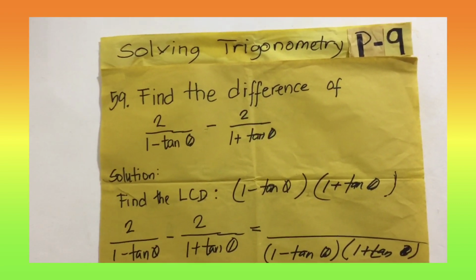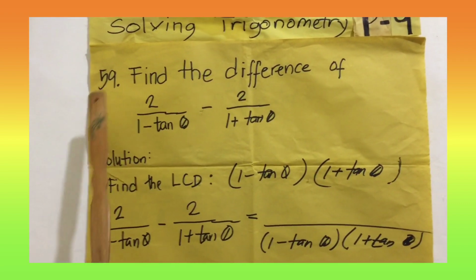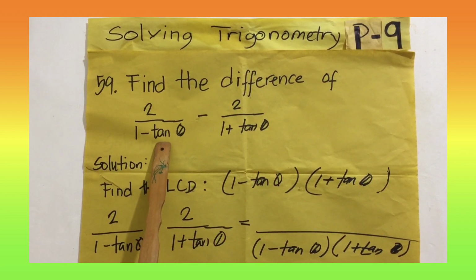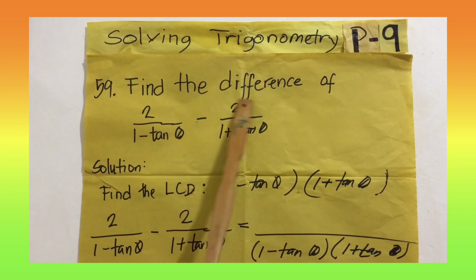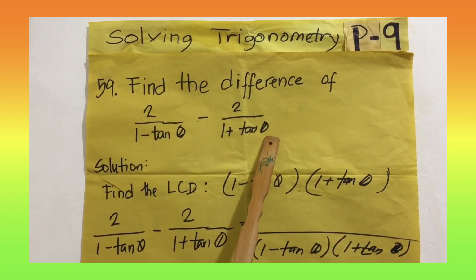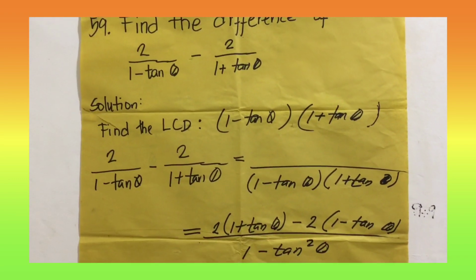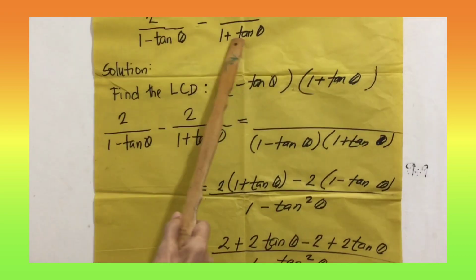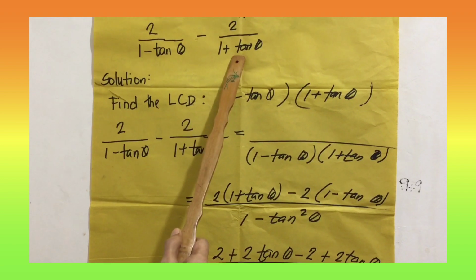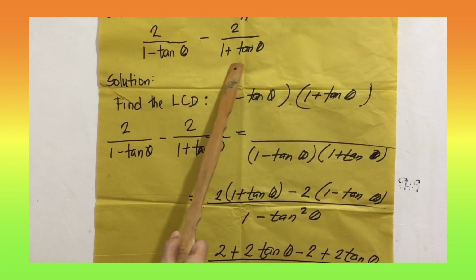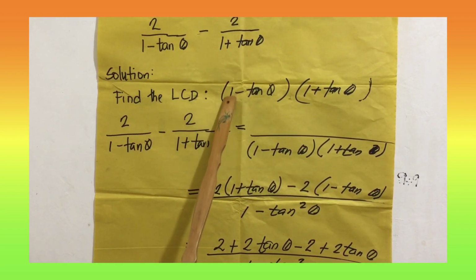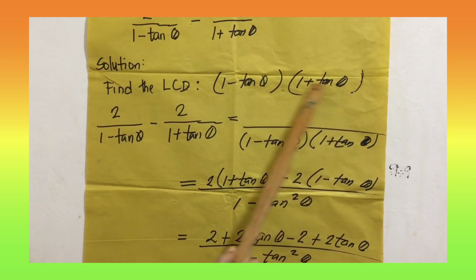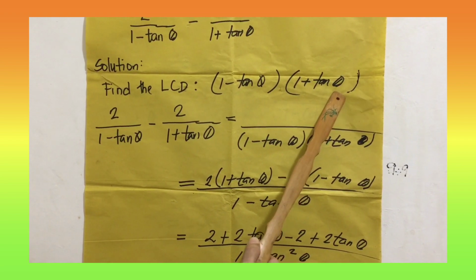Okay guys, we are now number 59. We're going to answer this question. Find the difference of 2 over 1 minus tangent theta minus 2 over 1 plus tangent theta. So our solution, we're going to find first the LCD of these denominators because the denominators are not the same. So therefore, we're going to multiply 1 minus tangent theta to 1 plus tangent theta.